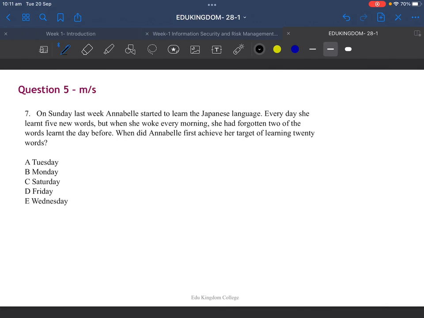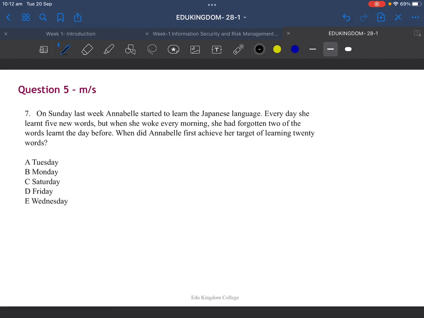Alright, question 5. On Sunday last week, Annabelle started to learn Japanese language. Every day she learnt 5 new words, but when she woke up every morning, she had forgotten 2 of the words learnt the day before. When did Annabelle first achieve her target of learning 20 words?